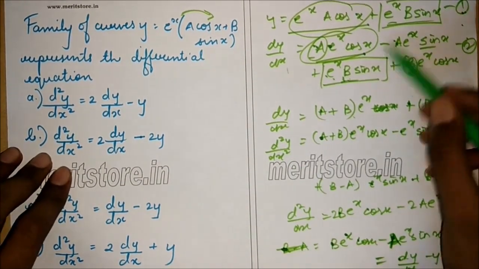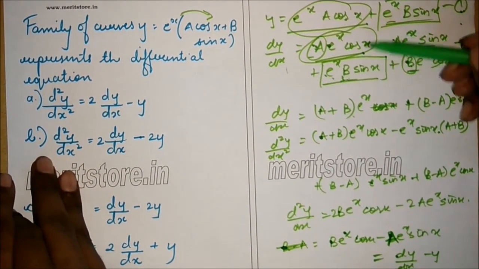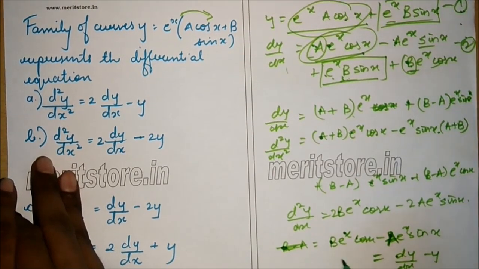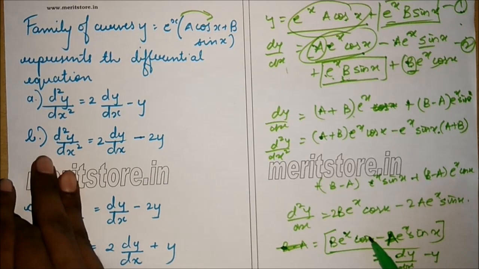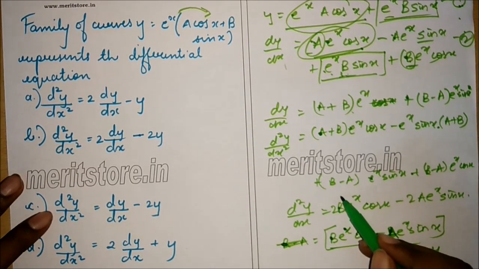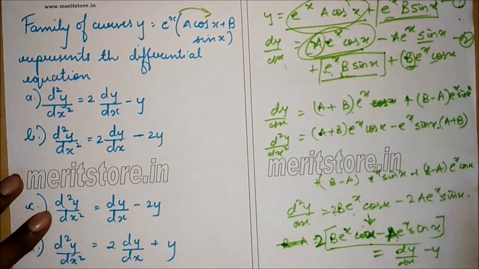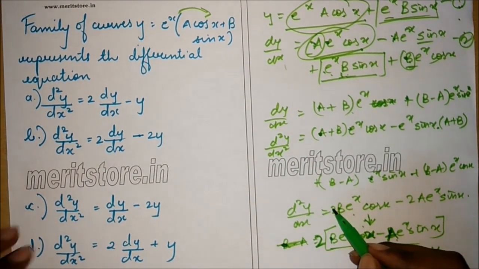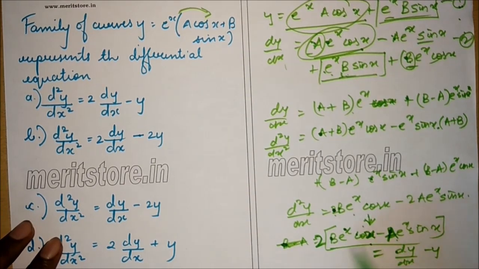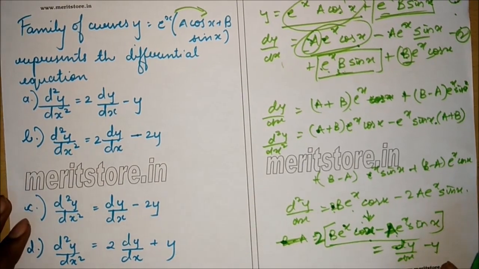Since dy by dx has 4 terms, and out of these terms 2 terms are already in y, so when we remove these terms from dy by dx, which is equal to y, we'll be getting this term b e raised to x cos x minus a e raised to x sin x. So this will be dy by dx minus y. So we can see here, when we take 2 common, we get this form: 2 times b e raised to x cos x minus a e raised to x sin x. So we convert this arbitrary constant into a derivative form, that is dy by dx minus y.